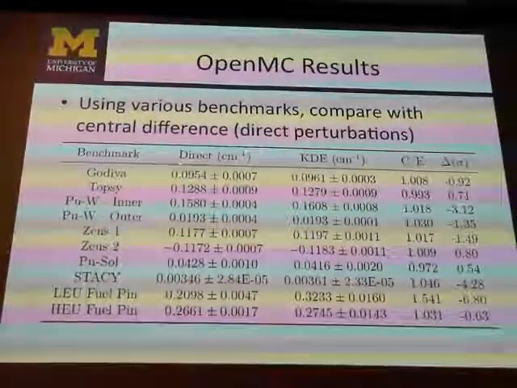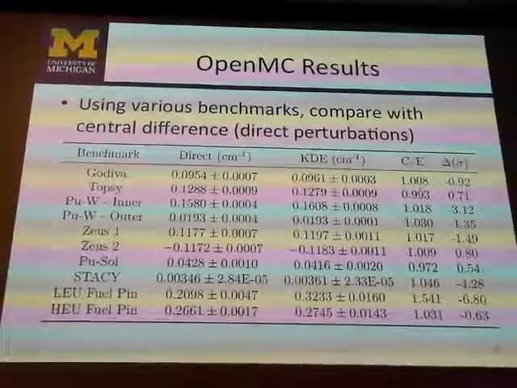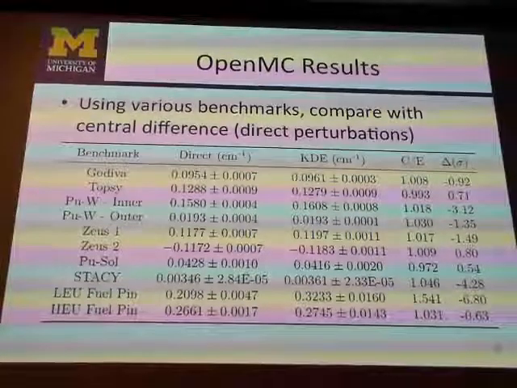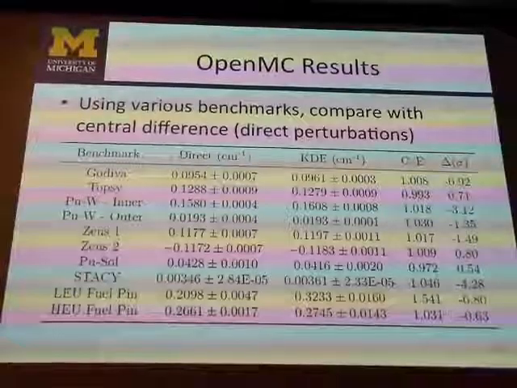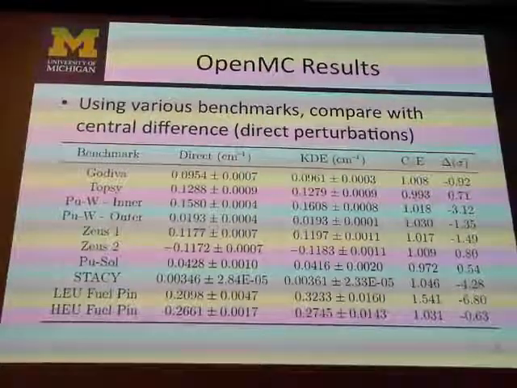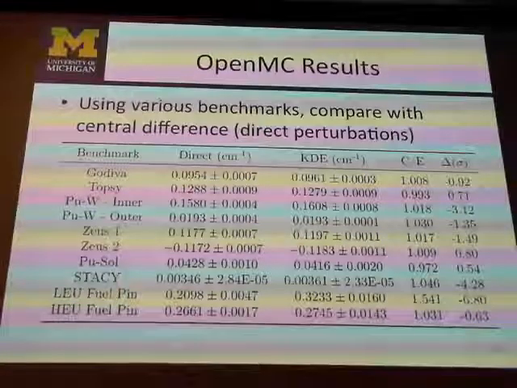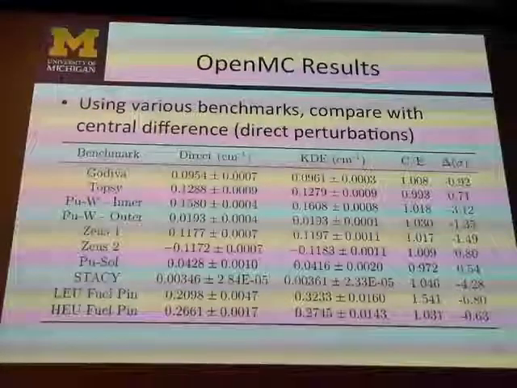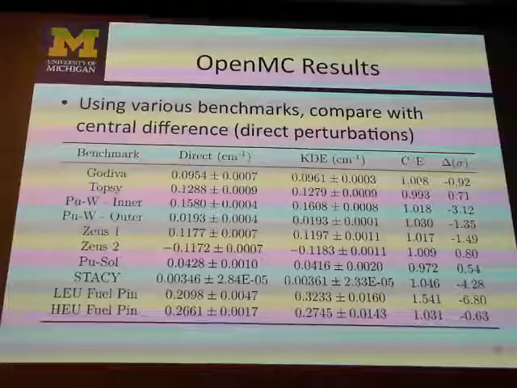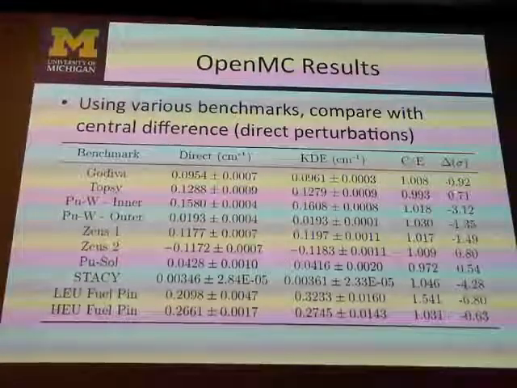So what we did is we did direct perturbation. Basically, you just do this using what's called central differences. So you perturb one end, you calculate k-effective, you do it the other way, you calculate k-effective, and you use the finite difference formula for the derivative. Okay, that gives you a reference answer. If you're small enough, it's a good approximation of the derivative. And then KDE, here are the results we get from the method. And more or less, you get agreement within a few percent.